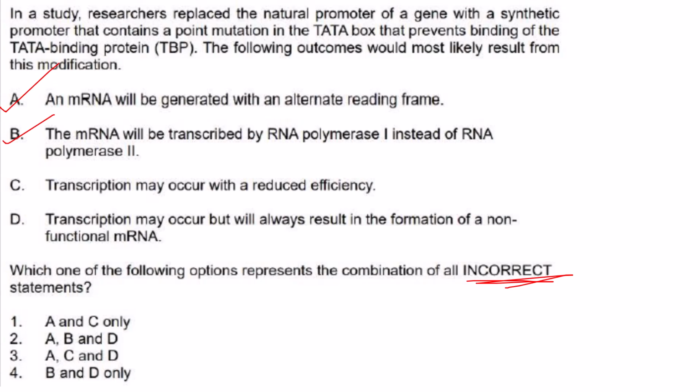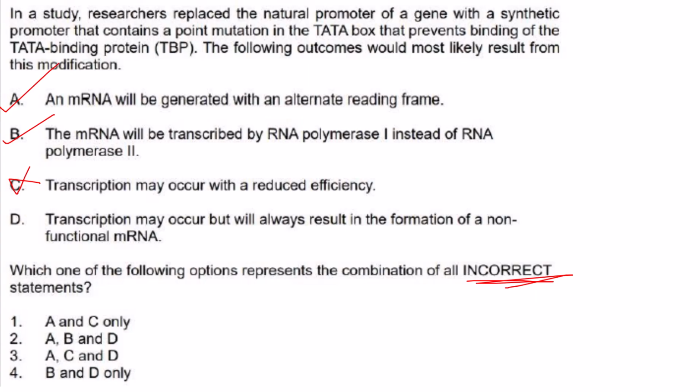Then transcription may occur with reduced frequency, that I already explained. The gene will be transcribed by RNA polymerase but with reduced efficiency, because it can even start from other promoter elements like INR, downstream promoter elements, and BRE. So the efficiency will be reduced. So that is not the correct answer because it is a correct statement.